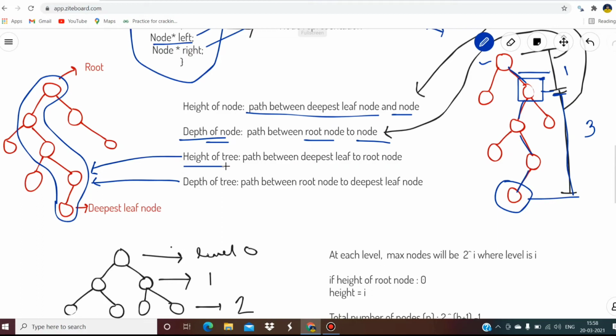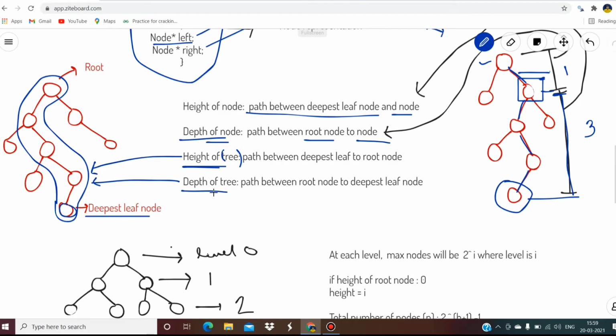Now, height of a tree. In order to calculate the height of a tree, first we need to search for the deepest leaf node. So this is the deepest leaf node, and from the deepest leaf node we need to calculate how many edges are there till the root. So the height of a tree is the number of edges between the deepest leaf node and the root node. And if we want to calculate the depth of a tree, then we need to calculate how many edges are there between the root node and the deepest leaf node.